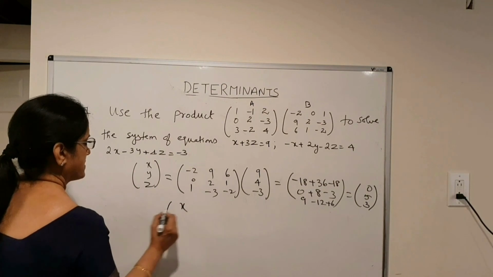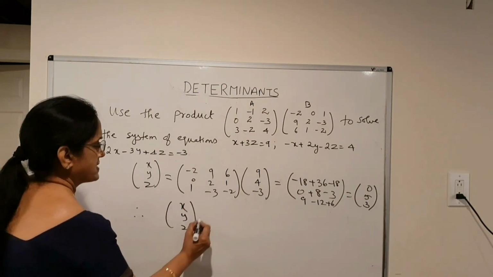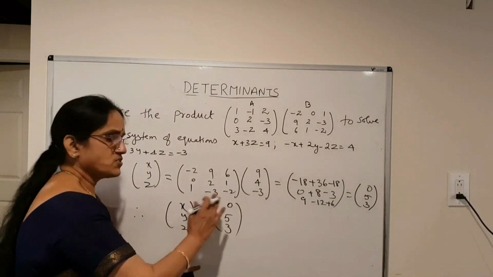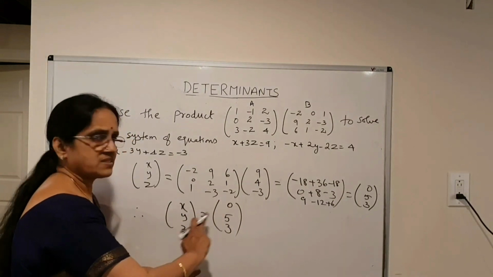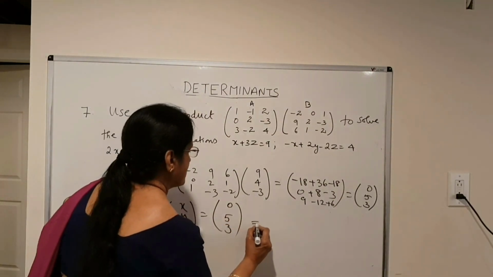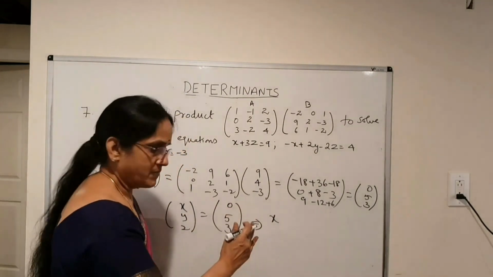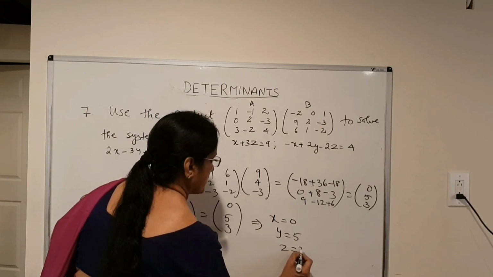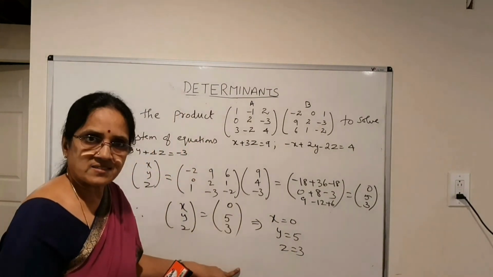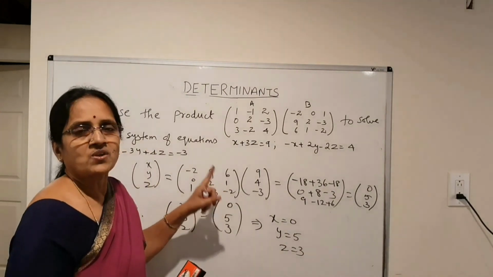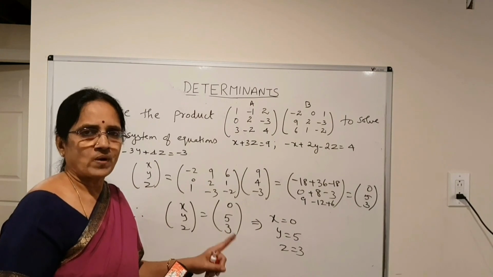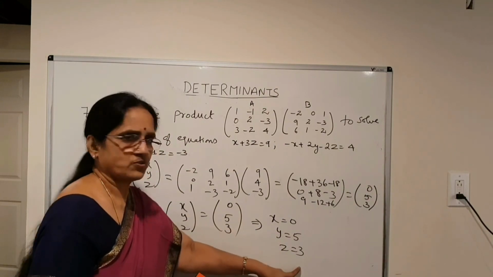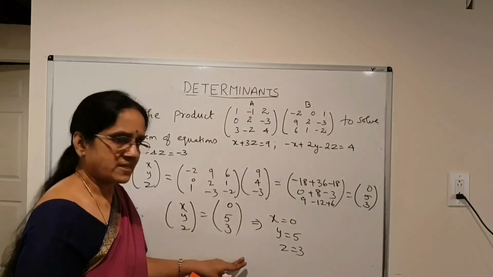Therefore, the matrix X, Y, Z is equal to the column matrix 0, 5, 3. Now, since these two matrices are equal, the corresponding elements are also equal. That implies, by equating the corresponding elements, X is equal to 0, Y is equal to 5, Z is equal to 3. So, you need to conclude your answer. First, the product is equal to 100, 010, 001, which is equal to I3. Then, X is equal to 0, Y is equal to 5, Z is equal to 3. So, this is how you will be concluding your answer.